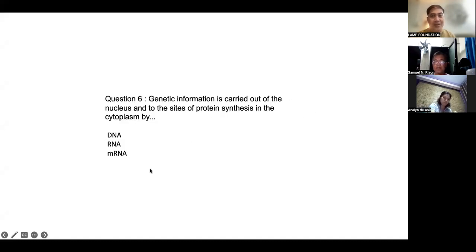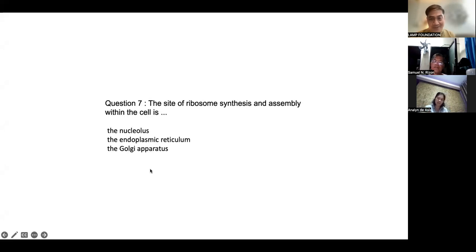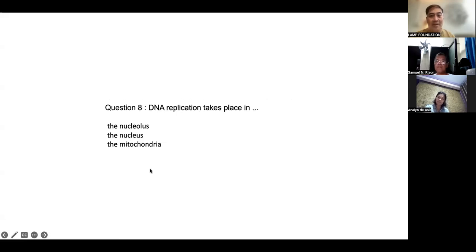2. Genetic information is carried out of the nucleus and to the sites of protein synthesis in the cytoplasm by mRNA. Okay, what does the M stand for? Messenger. The site of ribosome synthesis and assembly within the cell is the nucleolus. Yes.